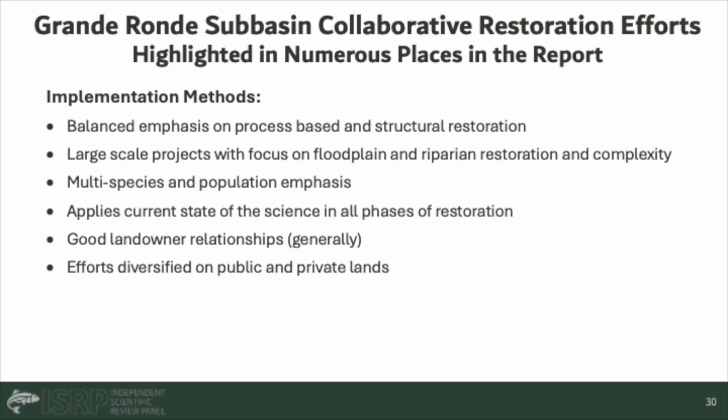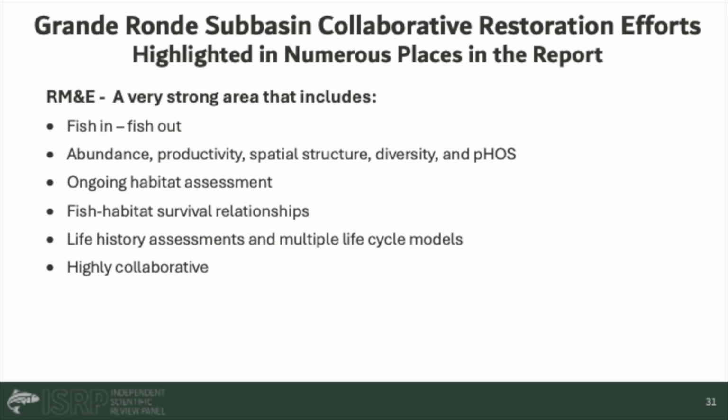When we look at implementation methods, there's a balanced emphasis on process-based and structural restoration. There's large-scale projects, and I think all of you would recognize and agree that as time has gone on, the magnitude of the size of the projects has really increased over time, and the focus is on floodplain and riparian restoration and restoring complexity. There's multi-species approaches. I think it was year before last we heard about mussels that were encountered in implementing some restoration projects, and some very quick ad hoc approaches taken to deal with those mussel beds and not destroy them, which I think shows that it's a multi-species approach as well as multiple fish species. It applies current state of the science in all phases of restoration. Generally, there's very good landowner relationships and cooperation, and the efforts are diversified on public and private lands.